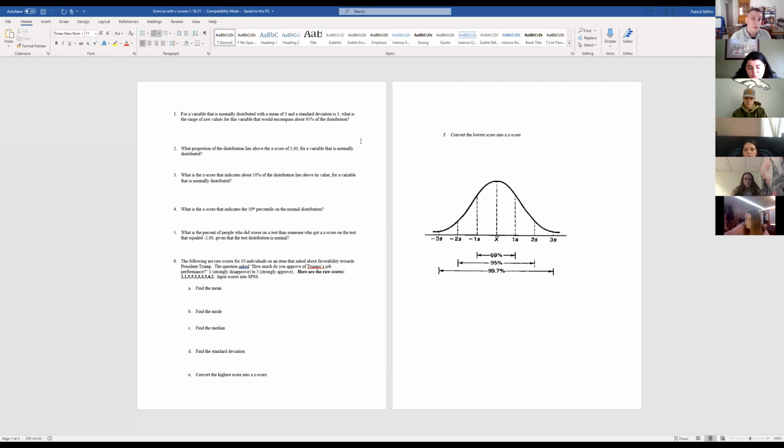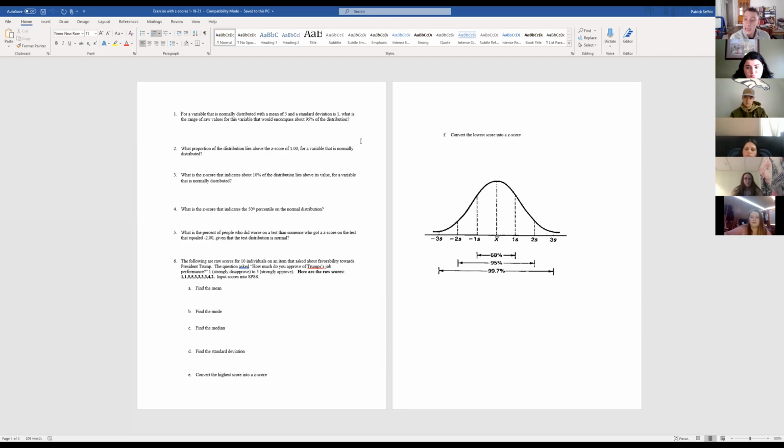Okay, so for this first problem, I'm asking you about a variable that is normally distributed. Let's pretend that we find a variable that's actually perfectly normally distributed. You don't usually find this in your raw data. You can if you get a very large sample, like the height of men or something like that. But let's pretend a normally distributed variable with a mean of 3 and a standard deviation of 1. What is the range of raw values for this variable that would encompass about 95% of this distribution?